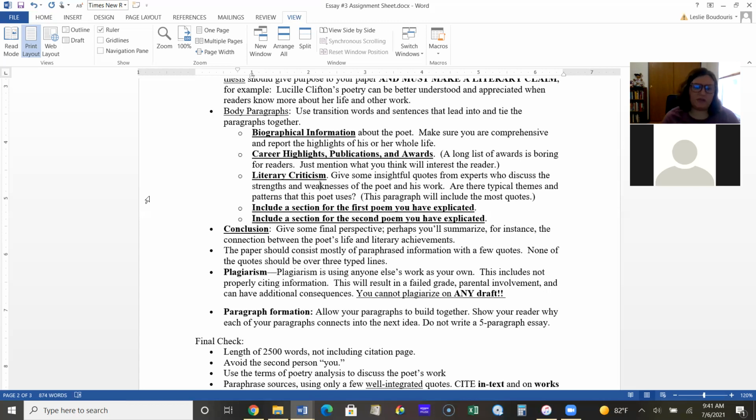Next section would be career highlights, publications, and awards. Don't just, again, literally list the awards that were won. What is relevant to your paper? What would be relevant to the reader, and interest them? If they haven't won any awards or publications, what are their career highlights? Sometimes if somebody is very influential, it might not pop up until later.